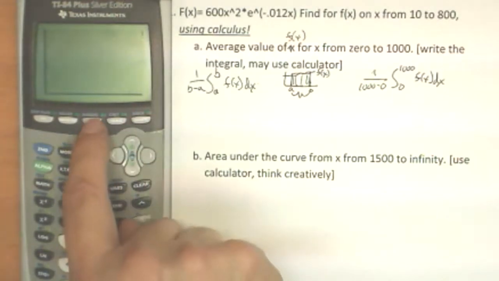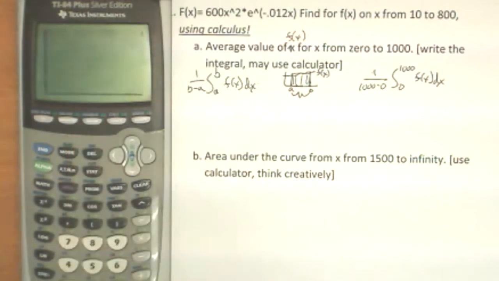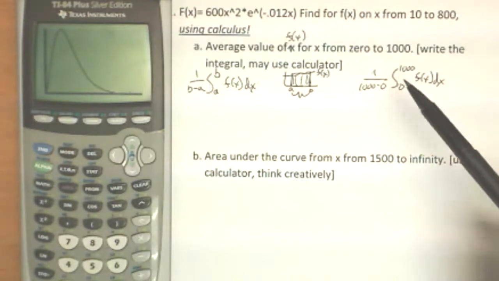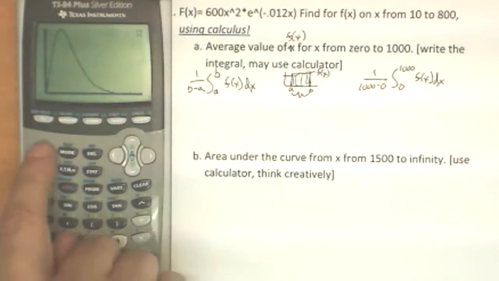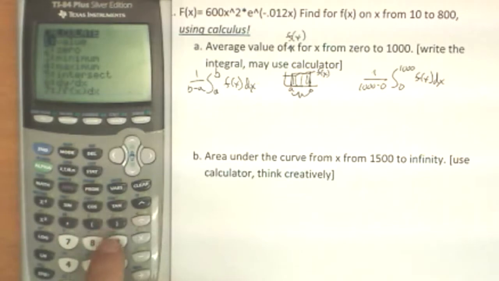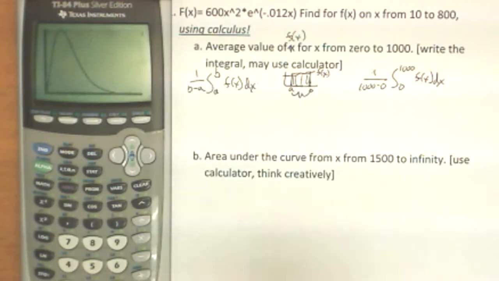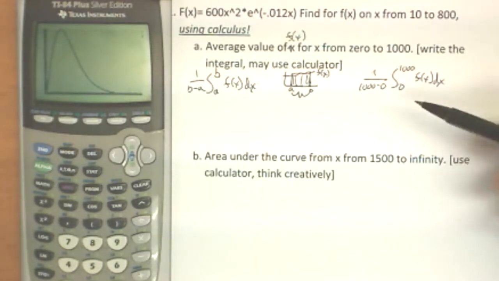And do a zoom 0. Let it figure out where the function is. And there we see our function. Okay. Average value from 0 to 1,000. So we're going to integrate using second calculate. Integrate is number 7. Lower limit is 0. Upper limit is 1,000. And this will give me the integral part, and we'll simply divide that answer by 1,000.